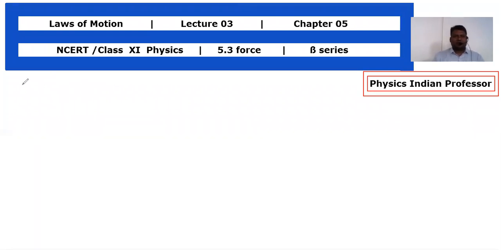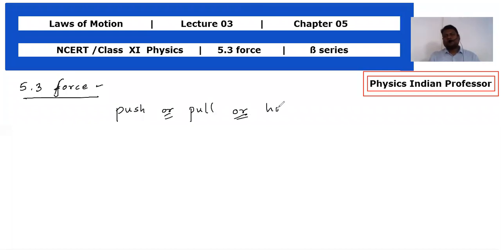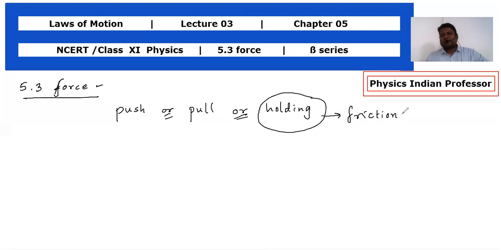First of all, I'll write the heading called force. We all know that force is either a push or a pull, or else holding by hands or holding by a surface. Basically, you observe the friction over rolling or sliding bodies, so through holding we use the frictional force. We are going to study the variety of forces through the laws. First of all, we are going through Newton's laws of motion.